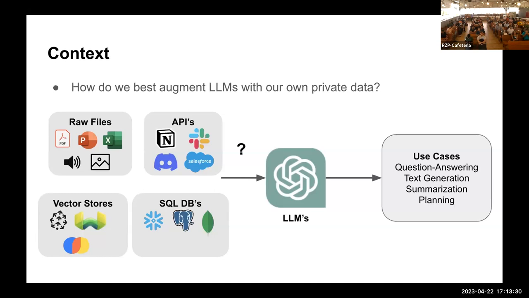Raw files, PDFs, audio files, videos, Excel files, PPTs, vector stores, SQL DBs, Slack channels, Notion documents, CRMs as well. So the data sources are across different domains. And there are some interesting use cases that you can do: question answering, summarization, text generation as well. So how can you connect LLMs with all these different data sources?